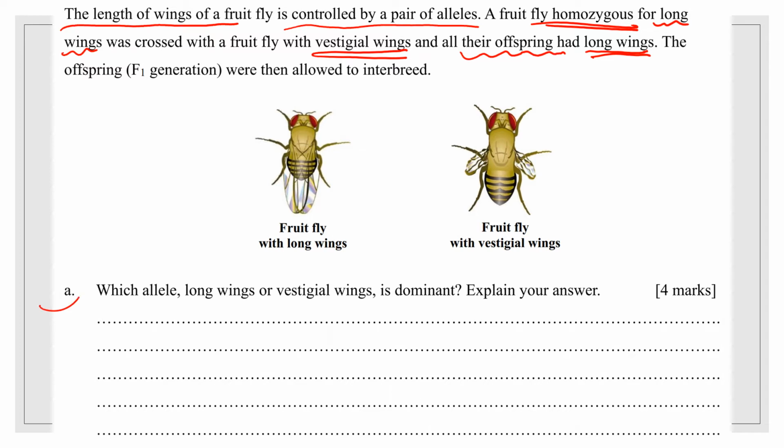Now the question is, which allele, long wings or vestigial wings, is dominant? Explain your answer. In order to answer that, let's take a look at the fly on the left-hand side. This is a long wing fly, which is homozygous. Homozygous means purebred. That means both their alleles should be the same. So the fruit fly here should have two alleles for long wing. Both alleles are the same.